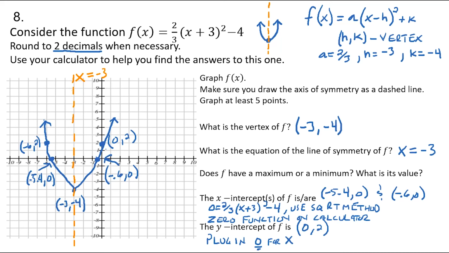Okay, finally I'm asked, does the function have a max or minimum? In this case, since the parabola is opening up, I have a minimum point, and that value is just the y coordinate. In other words, what's the output at the minimum point? The y coordinate, in this case at the vertex, is going to be -4.